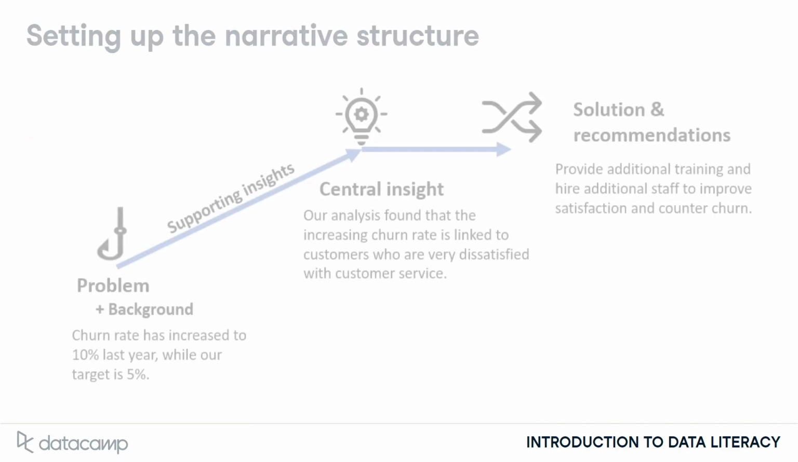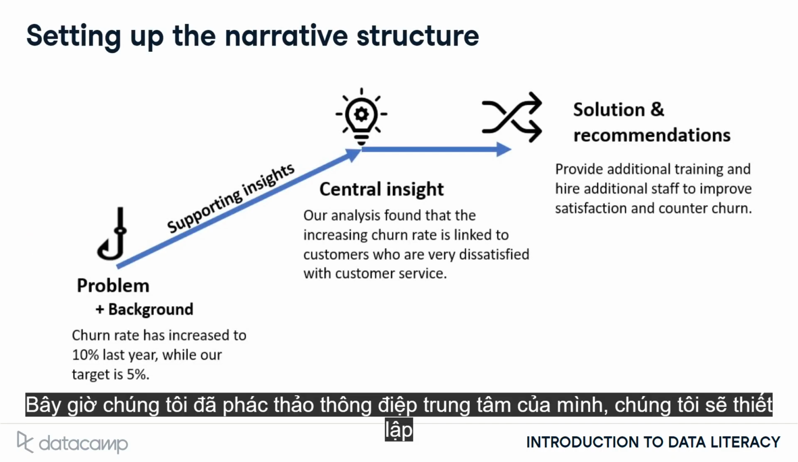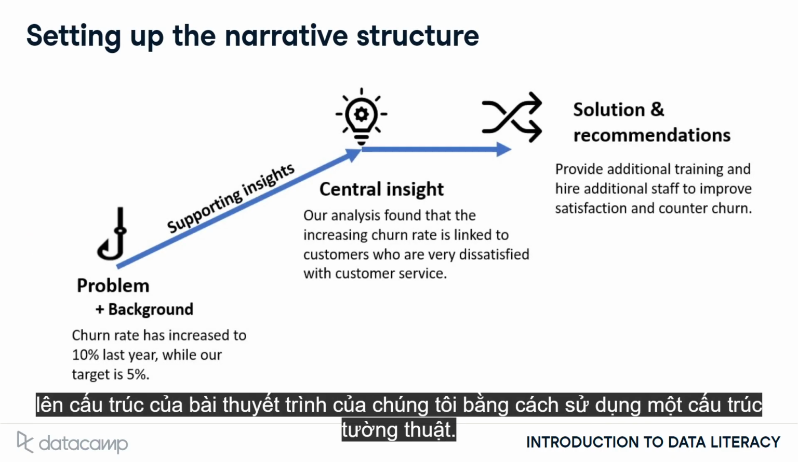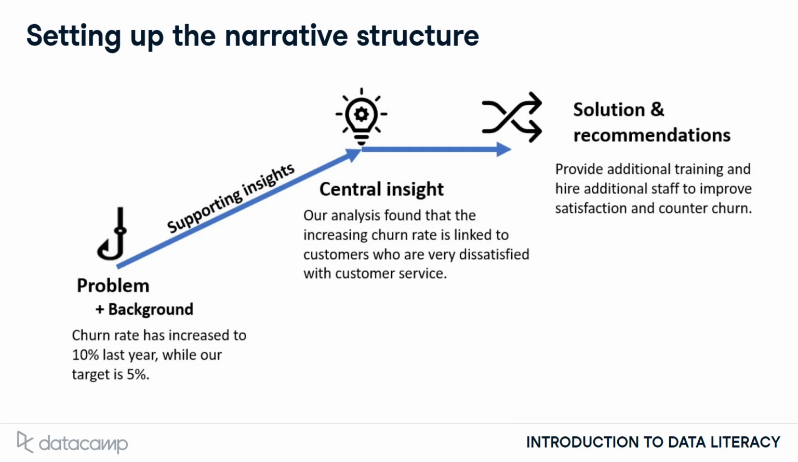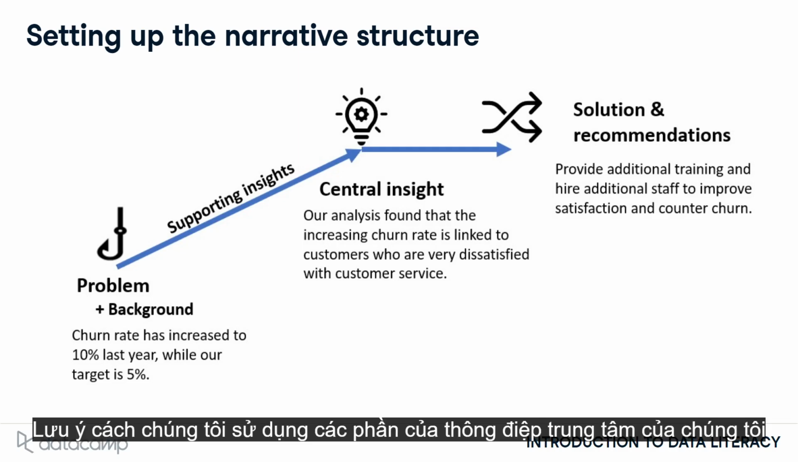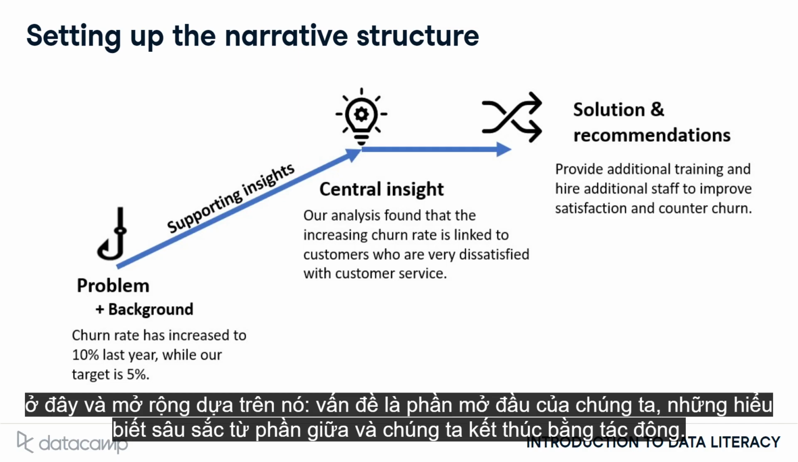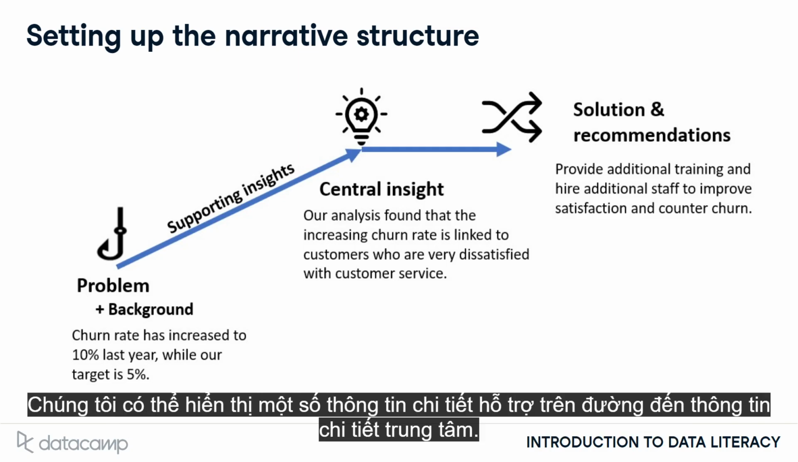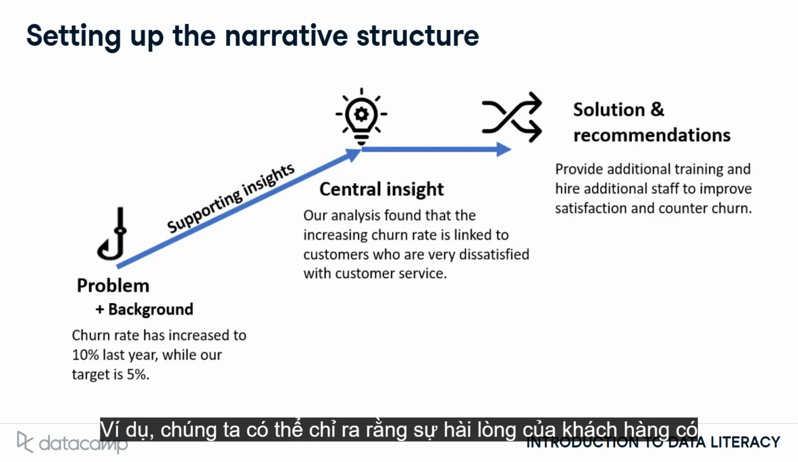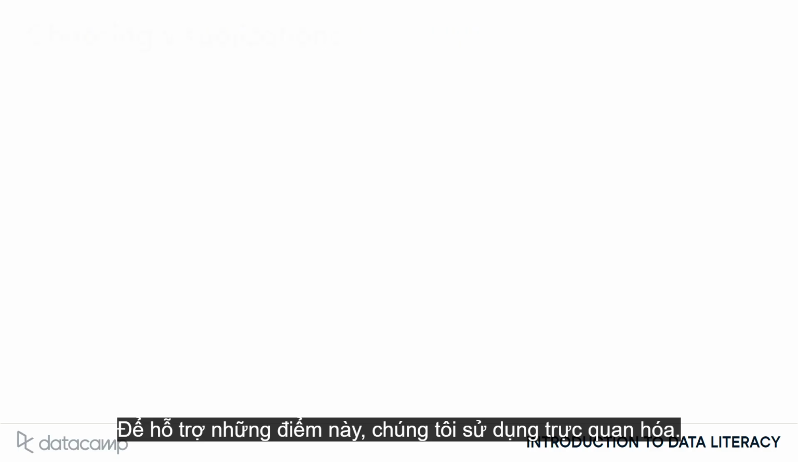the problem. Now that we've drafted our central message, we're going to set up the structure of our presentation using a narrative structure. Notice how we use the parts of our central message here and expand upon it. The problem is our opening, the insights form the middle, and we end with the impact. We can show some supporting insights on our way to the central insight. For example, we could show that customer satisfaction has decreased and that most complaints are about customer service. To support these points, we make use of visualizations.